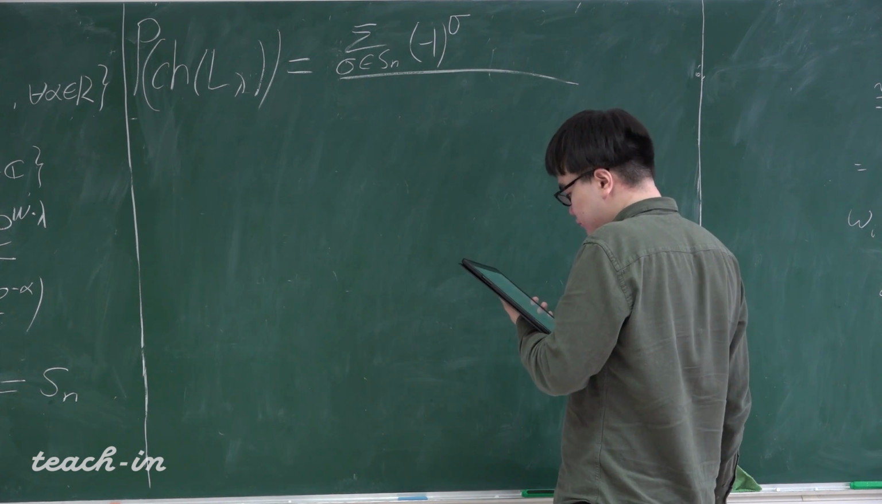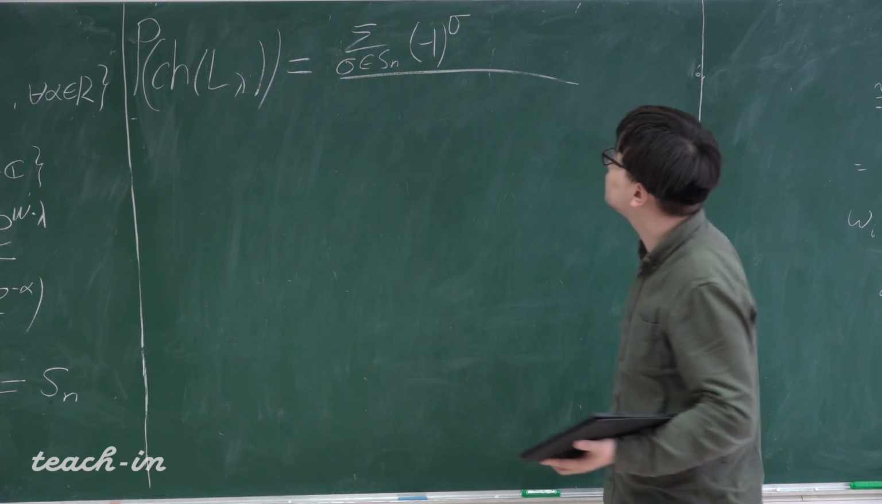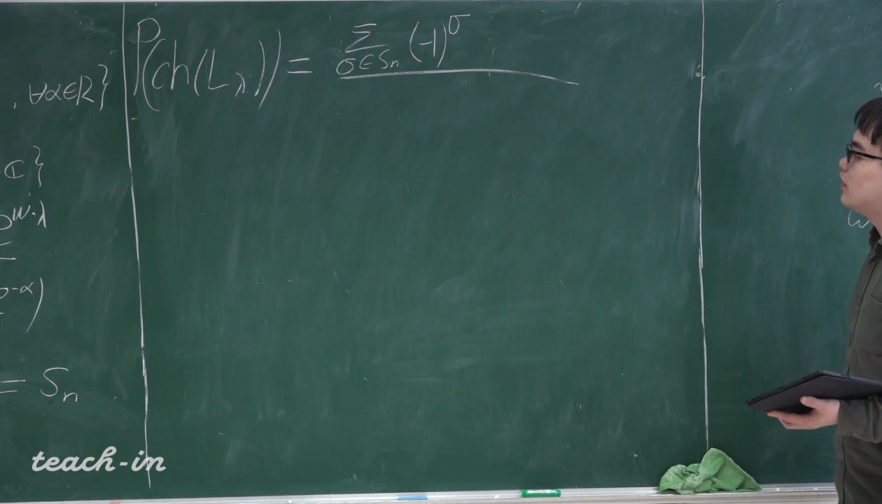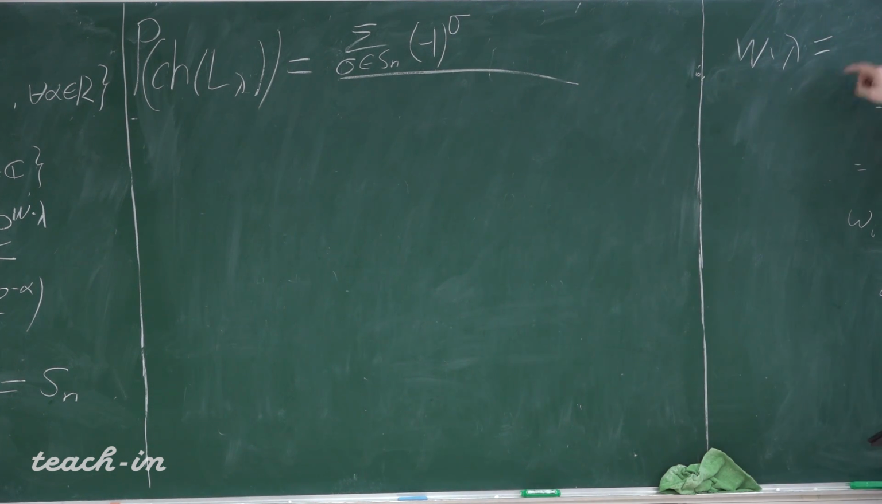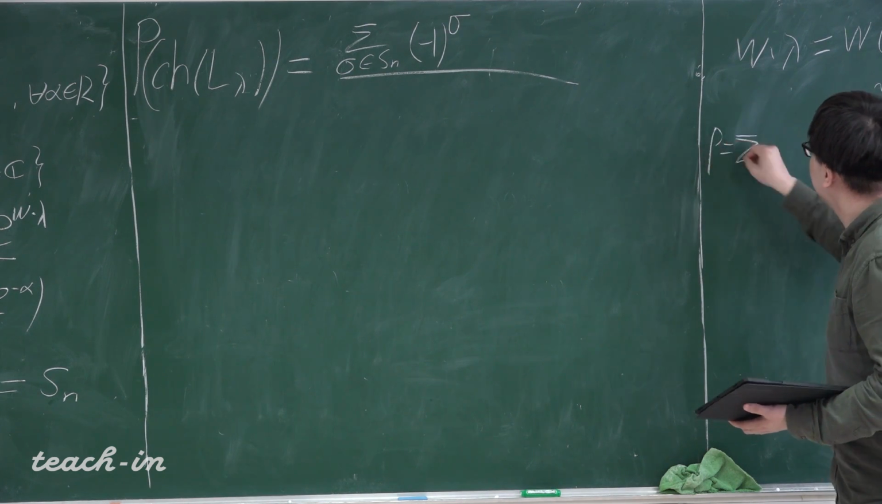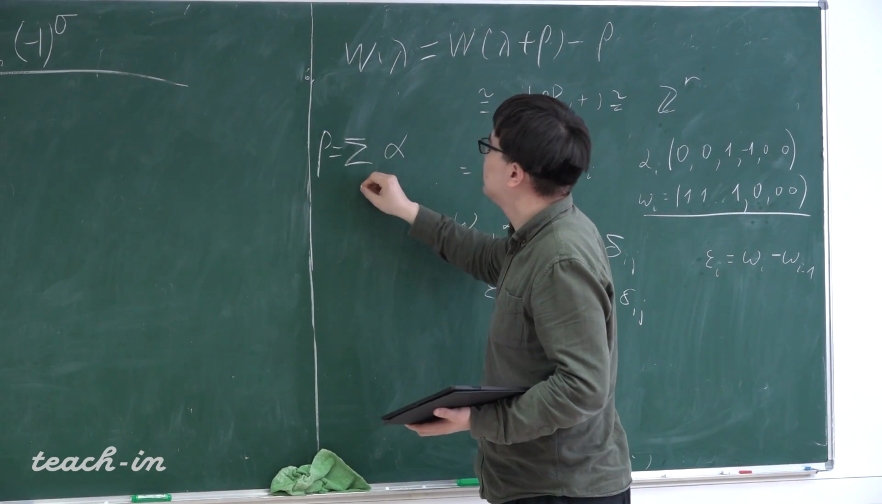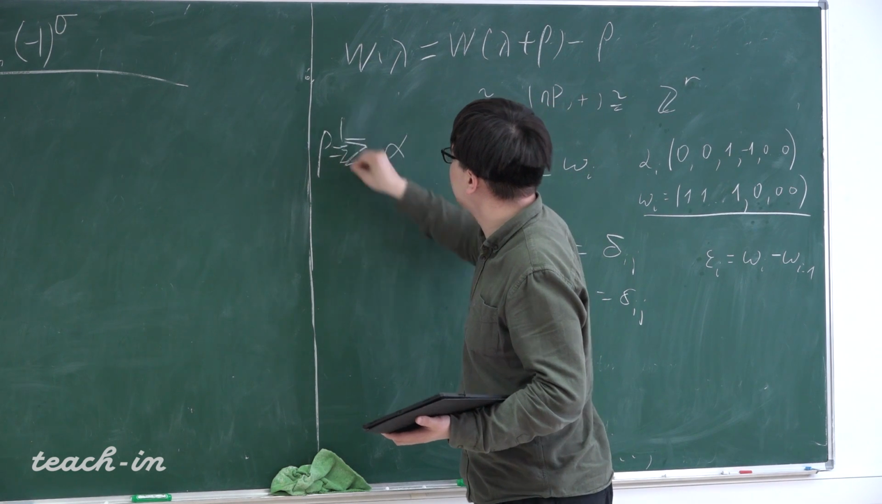Can you write a formula, just to recall, for what W dot lambda is? It's W acting on lambda plus rho minus rho. But the question is, what is rho? Rho is the half sum of positive roots.